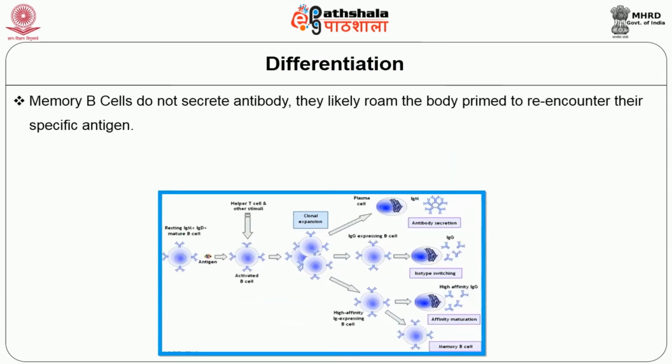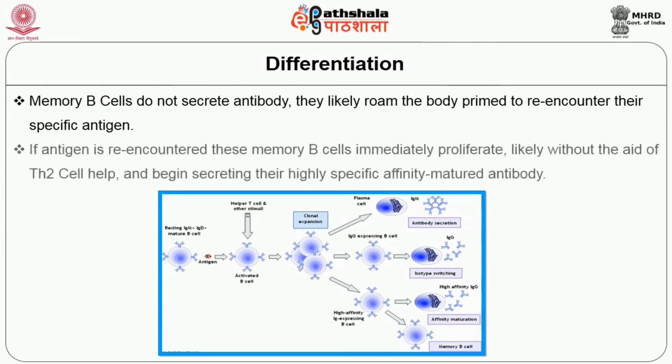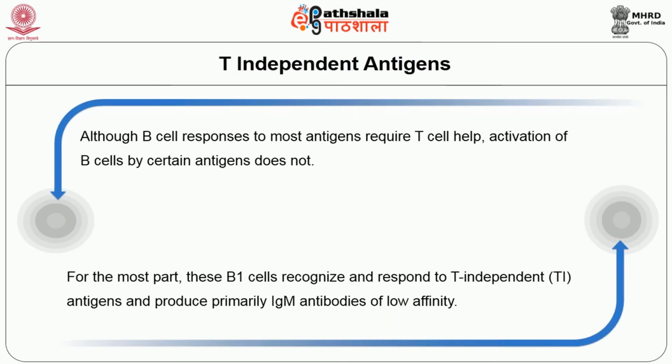Memory B cells do not secrete antibody; they likely roam the body primed to re-encounter their specific antigen. When the antigen is re-encountered, these memory B cells immediately proliferate without the aid of T helper cells and begin secreting their highly specific affinity matured antibody. Thus, because of the memory B cells, the entire process of affinity maturation can be skipped following a reinfection, saving several days.